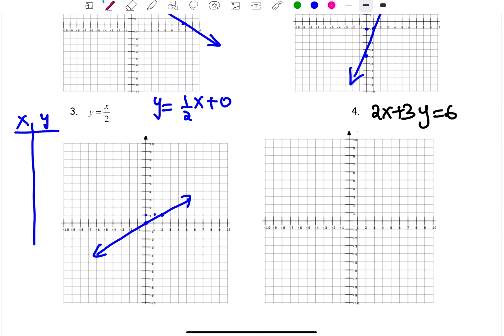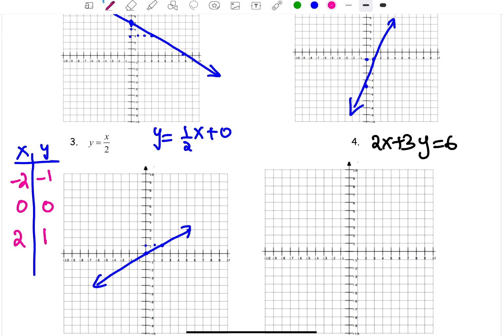So I could pick some values of x. Let's go ahead and pick x as -1. Actually, because I have 2 in the denominator, I'm going to pick multiples of that denominator. I'm going to pick x as -2, 0, and +2. So if x is +2, y would be equal to 1. If x is 0, y would be 0. If x is -2, y would be -1. So here's my point right here. And this is how my graph should look.